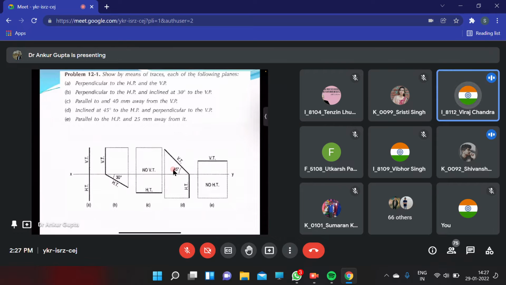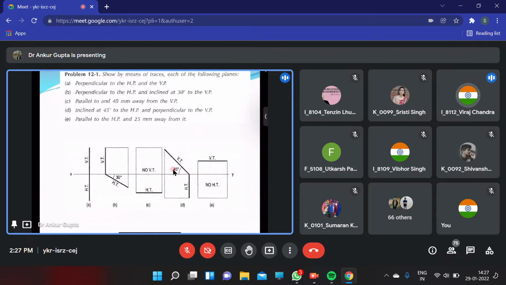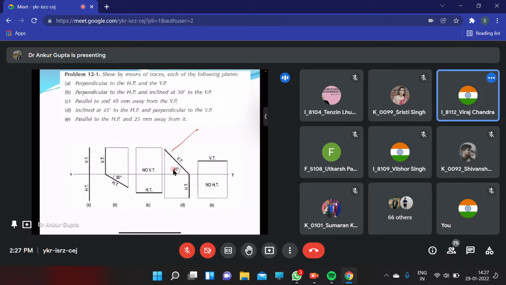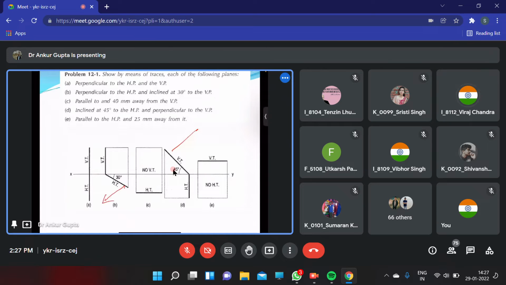Sir, the D diagram could have been mirror imaged, and that would also be correct, right? Which one? This D diagram? Yeah, obviously. This one also. Yes, it depends. It says 45 degrees below; you can take it from anywhere. That's right.